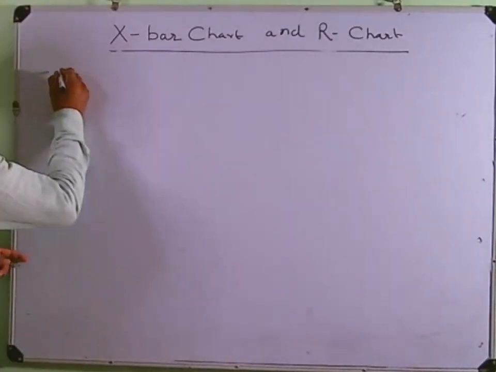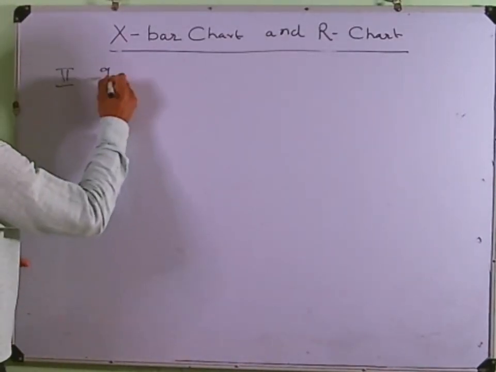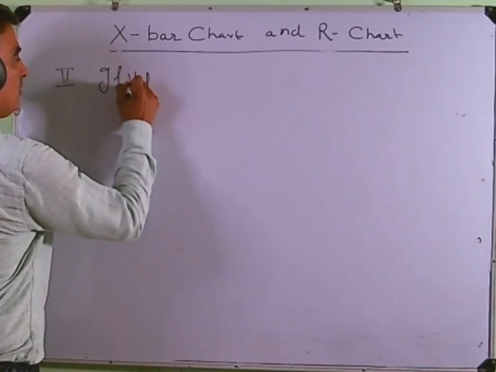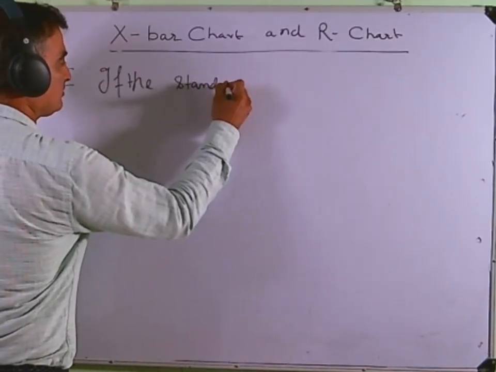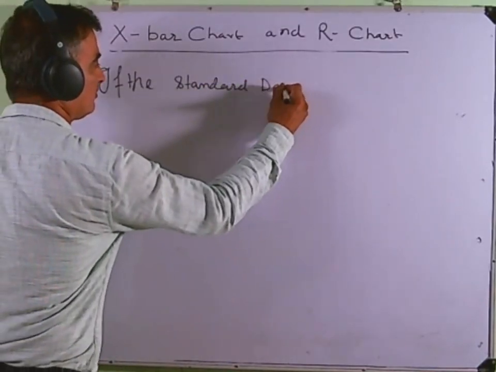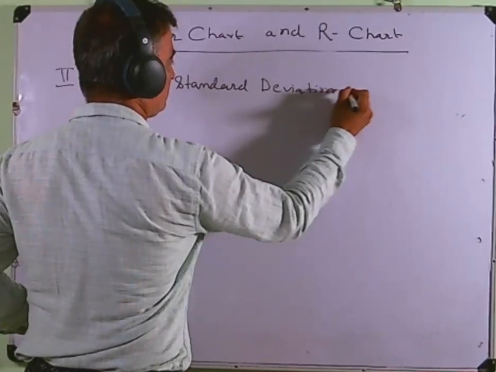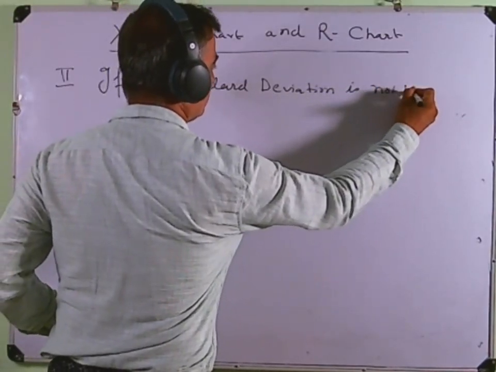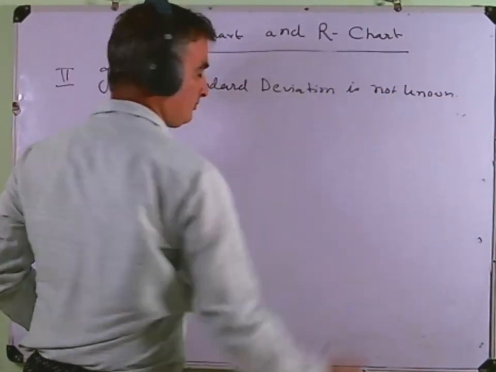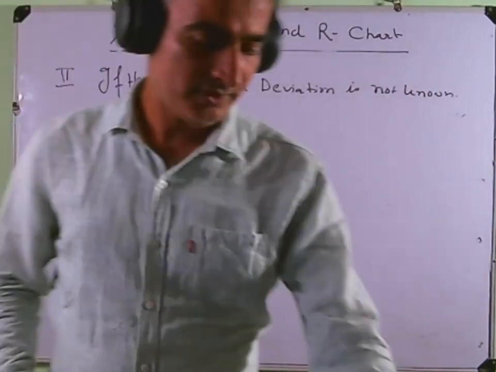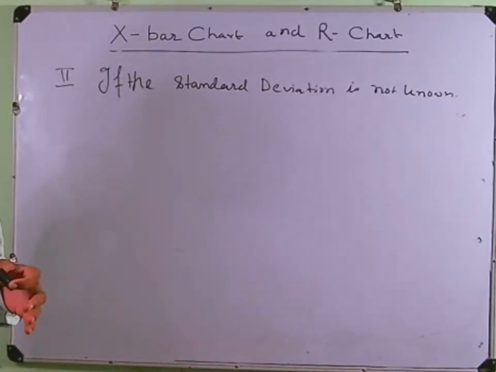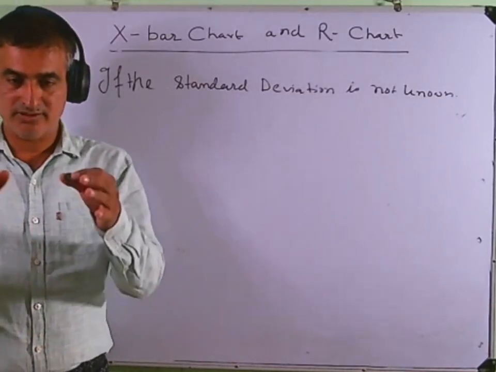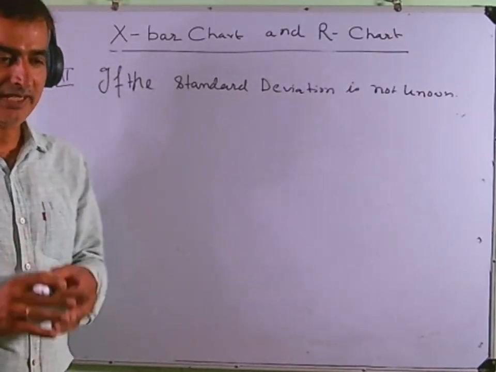Now, let me write down what if. Second is if the standard deviation is not known. What if the standard deviation is not known? Then first of all, we need to calculate the standard deviation or the estimator of the standard deviation. How can we calculate it?